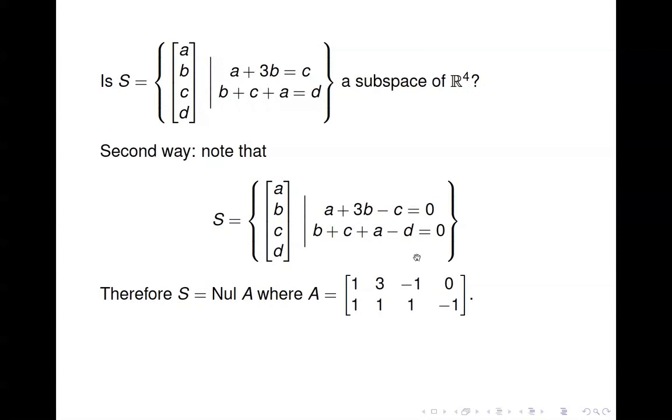And so I've just taken these equations, written them as a homogeneous system, and then I can use the fact that the null space of a matrix is always a subspace, and we're done. So that's why I said one was harder than the other. This is clearly the easiest way.